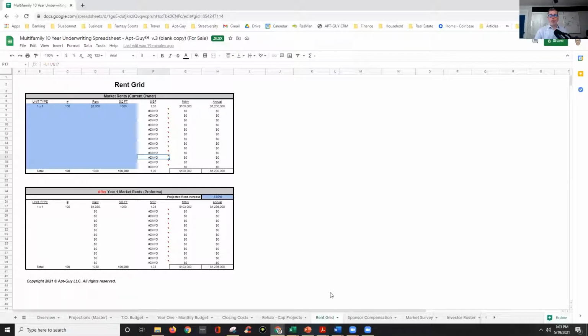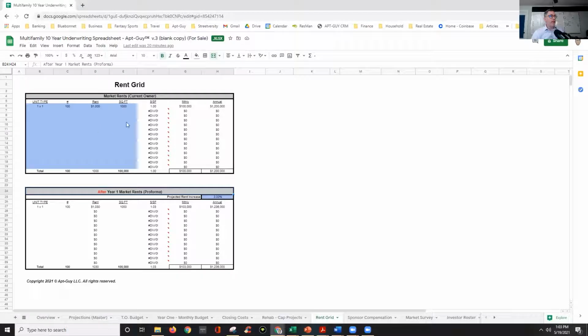So what the rent roll is, it's going to be a listing by unit, who lives in that unit, when they signed their lease, when their lease is up, what their security deposit on hand is, what the market rent for that unit is, and how much they're actually being charged for that unit. Right? So we're going to take all that information and compile it into this grid. So we have a rent grid, we have market rent from current owner, and then the after year one market rent or pro forma.